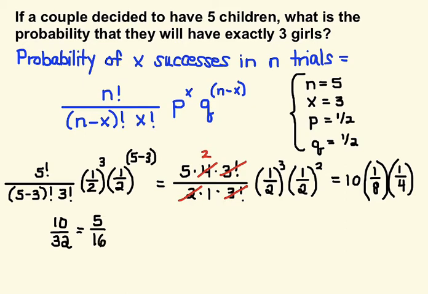I'm going to put that into my calculator. And 5 divided by 16 is 0.312. And we want to write that as a percentage, 31.2%. So there's a 31.2% probability that a couple that decide to have 5 children will have exactly 3 girls. Okay, let's do one more problem here.